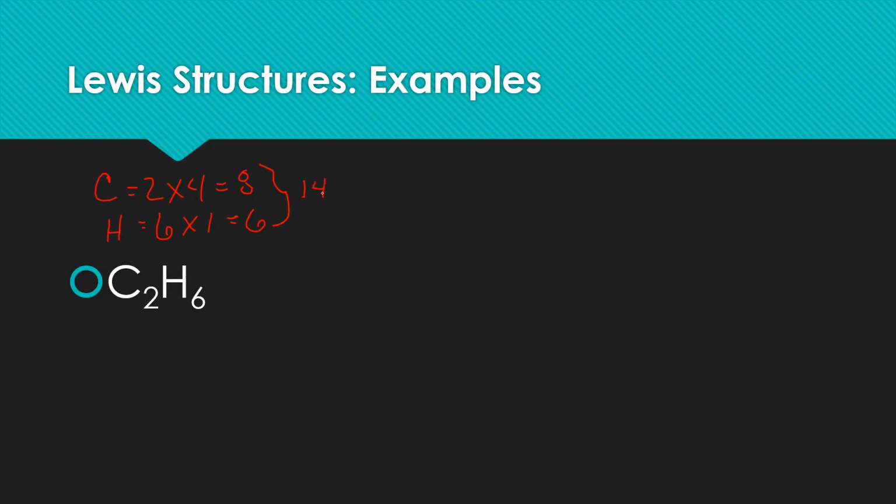Now, for this, the carbons are next to one another in the middle, and then the hydrogens are surrounded. I would normally give you a better indication of which atoms are around what, but it is how it looks. So let's go ahead and use our electrons. 1, 2, 3, 4, 5, 6, 7, 8, 9, 10, 11, 12, 13, 14. I've used up all my electrons, and lo and behold, everybody's happy.